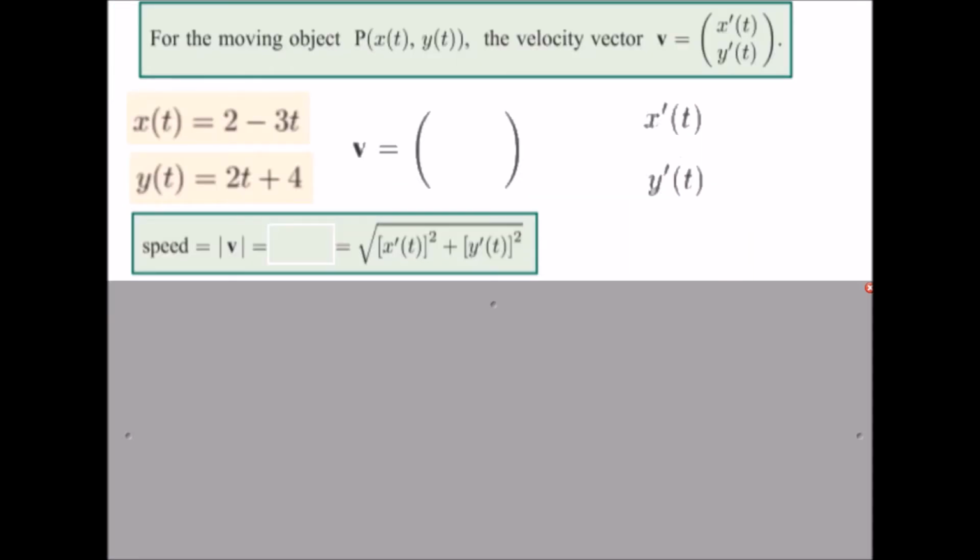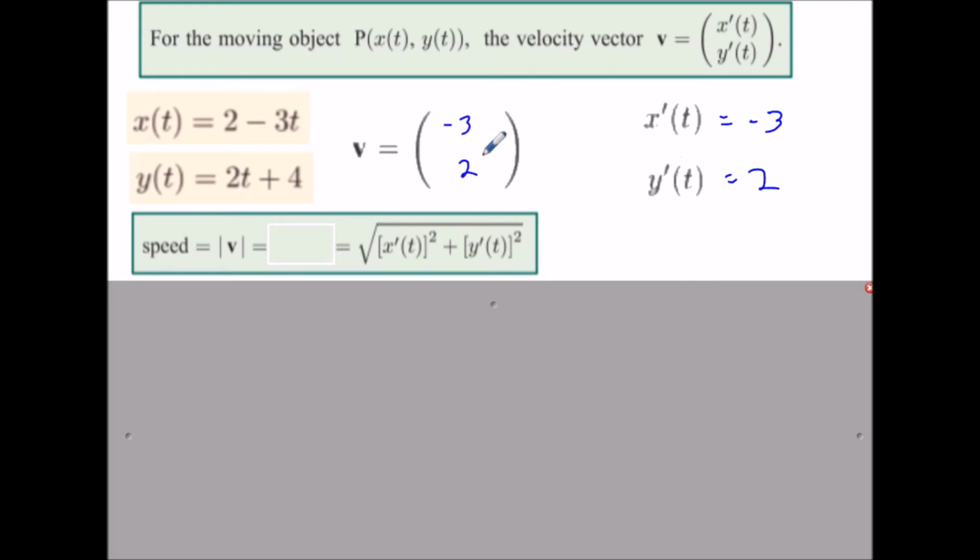Now, if x and y were both linear expressions, then we can work out the velocity vector by working out x dash and y dash of t. So we can work out x dash here is going to be -3, and we can work out y dash from here, we end up with 2. So my velocity vector is the vector (-3, 2).